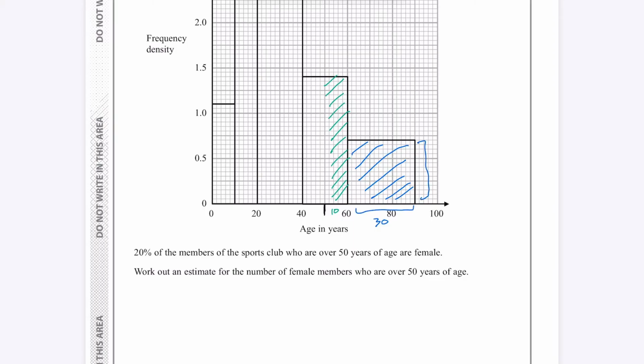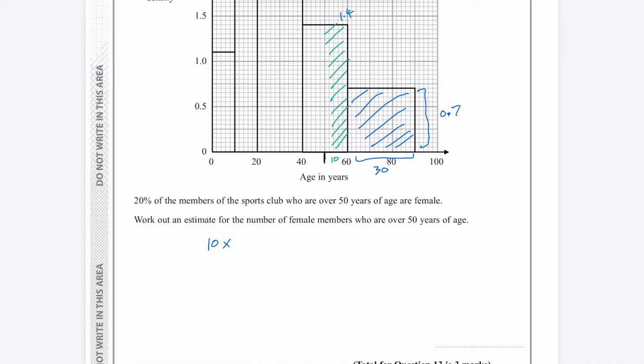And we know the height of this is 0.7, and we know the height of this is about 1.4. So that will be 10 times 1.4, which is 14. And for the other one, it will be 30 times 0.7, which is 21. So if I do 14 plus 21, that is the total number of people that are over 50, but we know only 20% of these are female, so that would be 7.